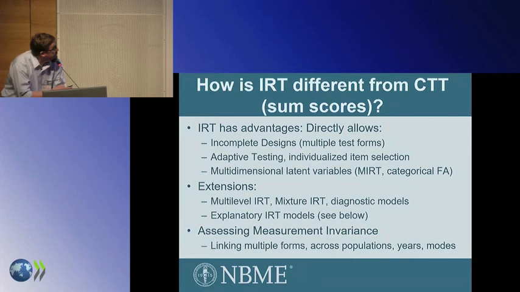Then another advantage is that we can use many different test forms. I think the latest iteration of PISA uses hundreds of different test forms. PIAAC used multi-stage testing, so was essentially exploiting those advantages in terms of adaptive testing. And we can check invariance across populations, assessment years, and more recently, assessment modes such as paper and computer-based assessments.